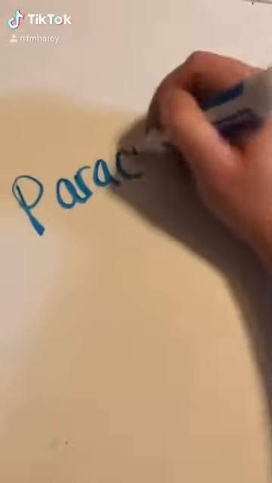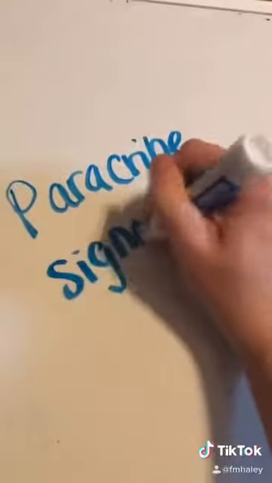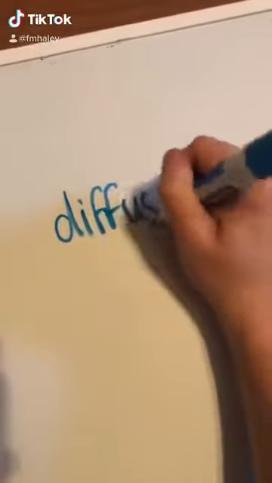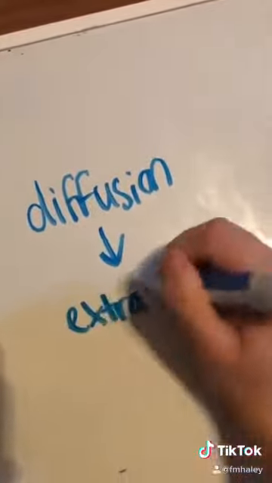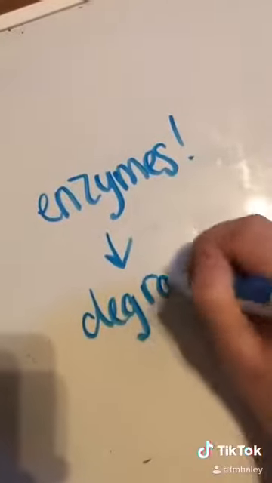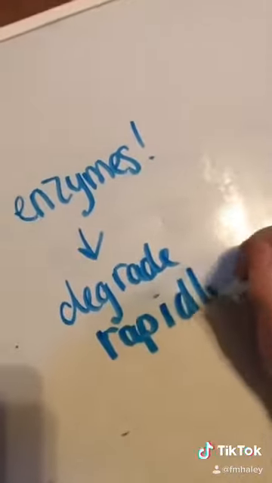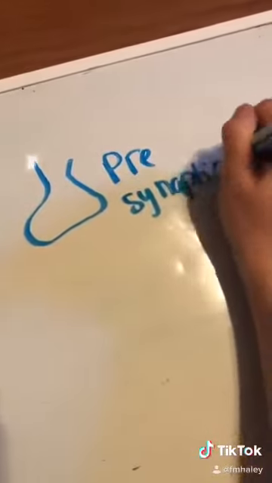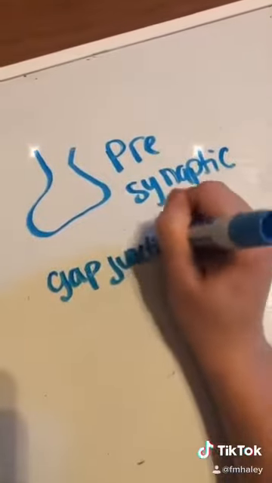The third type of cell signaling is called paracrine signaling. With paracrine signaling, local signals are sent from a signaling cell to a nearby target cell. During paracrine signaling, cells communicate through diffusion in the extracellular matrix. Enzymes are used to degrade any leftover ligands which are not taken up by the postsynaptic cell. The postsynaptic cell will receive information from the presynaptic cell through the gap junction.